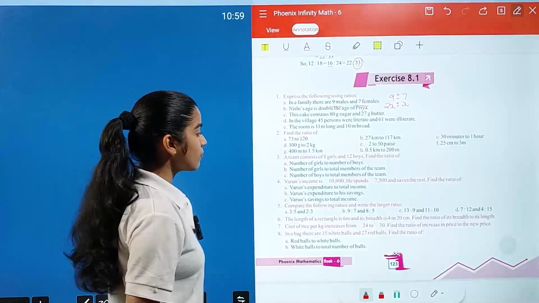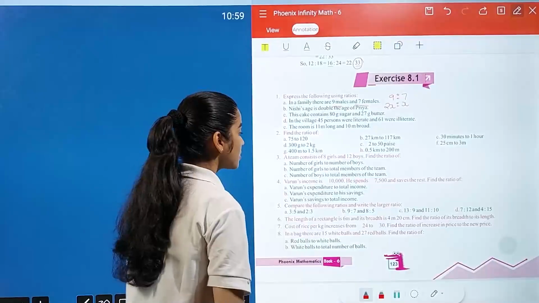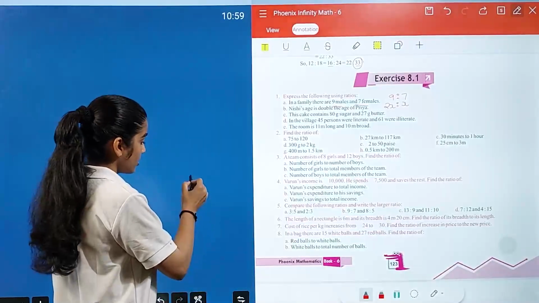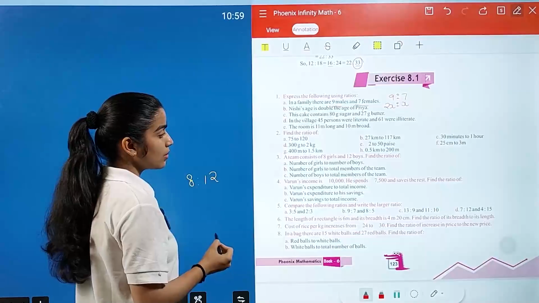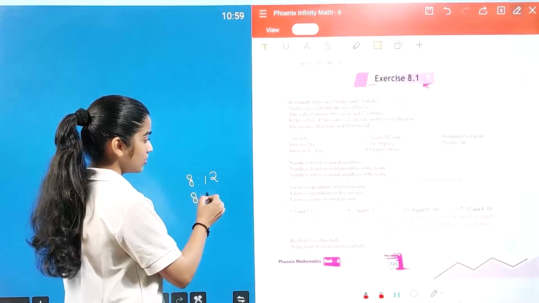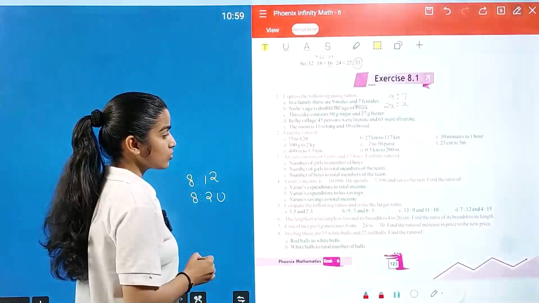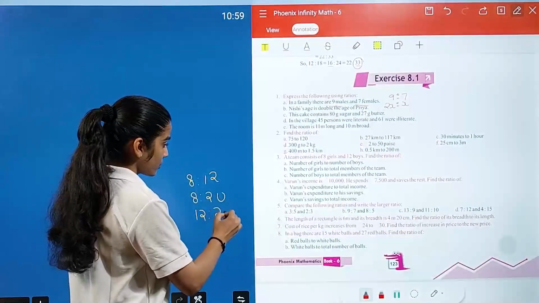A team consists of 8 girls and 12 boys. Find the ratio of the number of girls to the number of boys. So 8 is to 12. Number of girls to the total number of the team. So 8 plus 12, 20. So 8 is to 20. Number of boys to the total number of the team, which is 12 is to 20.